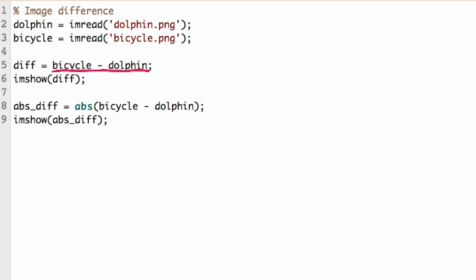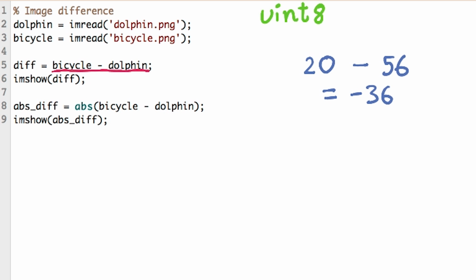Let's say two values being subtracted are 20 from bicycle and 56 from dolphin. Theoretically, the result should be minus 36. But remember uint8? These images can only represent numbers between 0 and 255. So what happens here? It gets truncated to 0.